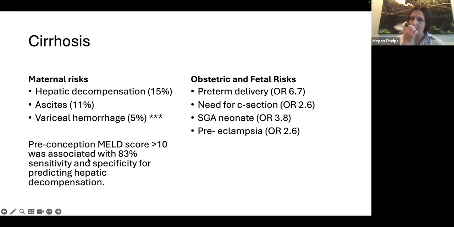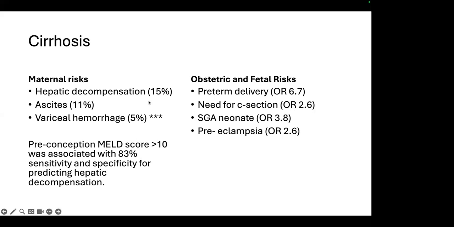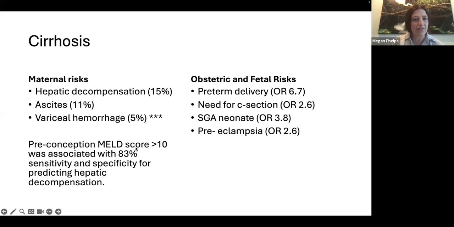And it would be good to do a MELD score before they get pregnant. And if it's greater than 10, which I generally think of as not super impressive or high, it's associated with 83% sensitivity and specificity for hepatic decompensation. In terms of obstetric and fetal risks, there's an increased risk of preterm delivery, need for C-section, SGA infant, and preeclampsia associated with cirrhosis.